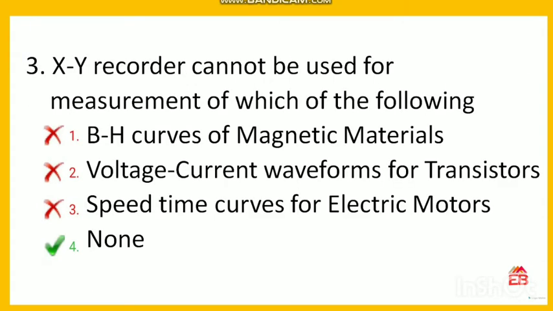Next we have XY recorder cannot be used for measurement of which of the following. So the options are BH curves of magnetic materials, voltage current waveforms of transistors, speed time curves of electric motors or none. So the correct option is XY recorder will measure all the following, that is 1, 2, 3. So option 4 is correct. So it can measure all the options 1, 2, 3: BH curves of magnetic materials, the current and voltage waveforms of transistors and speed time curves of electric motors. So option 4 is correct.